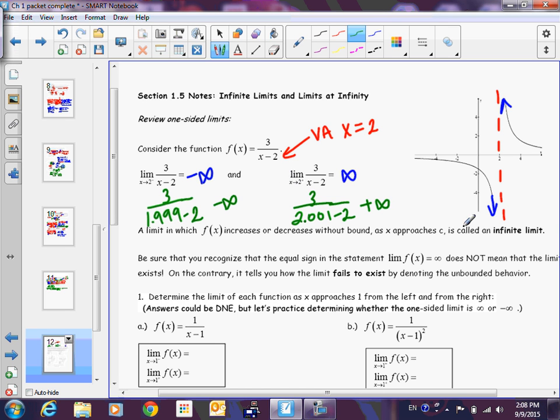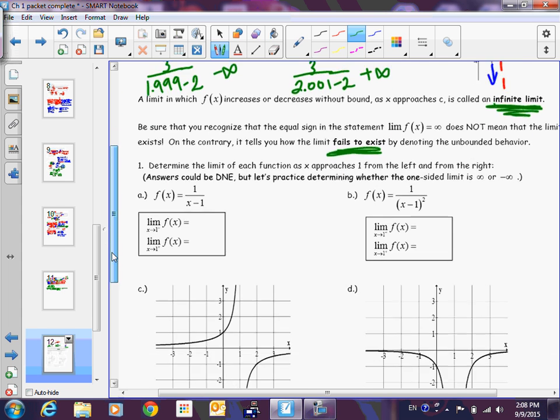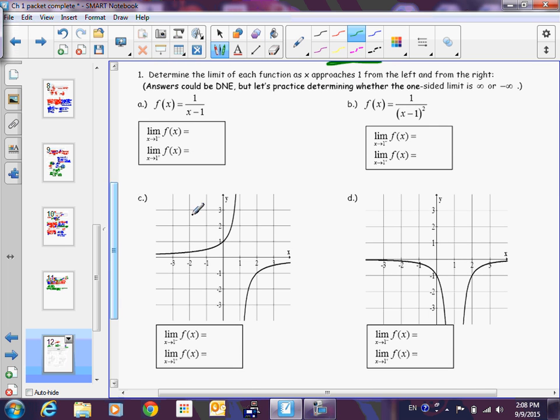Okay, so that's what an infinite limit is. Like we just said, these limits actually don't exist, but we can say that a one-sided limit tends towards positive or negative infinity. All right, so let's practice this. On A and B, you're not given a graph, so let's do the number thing.